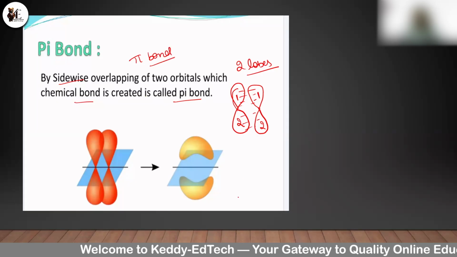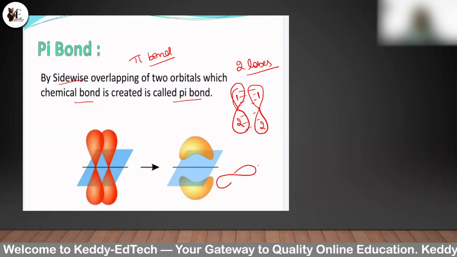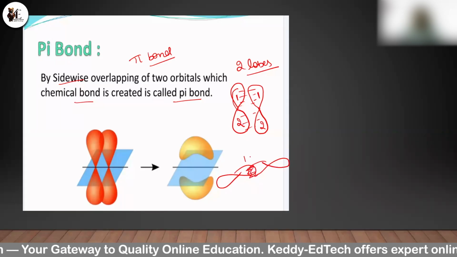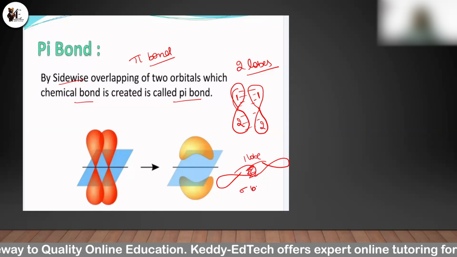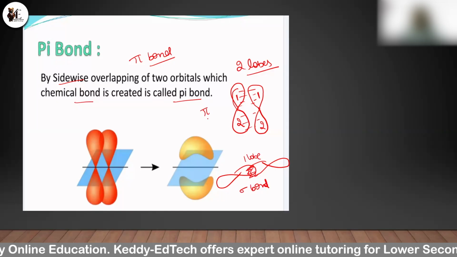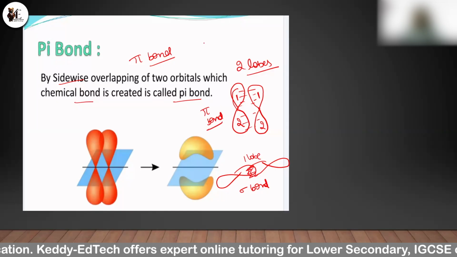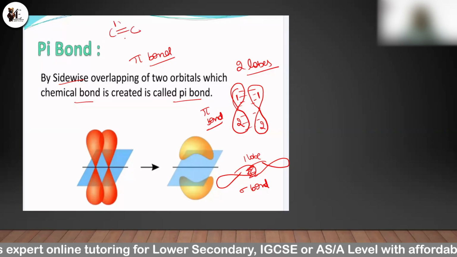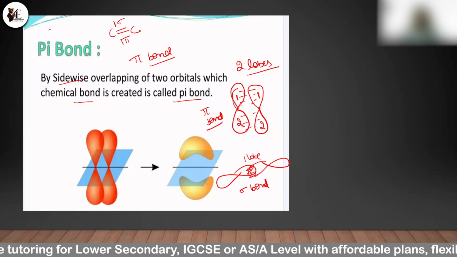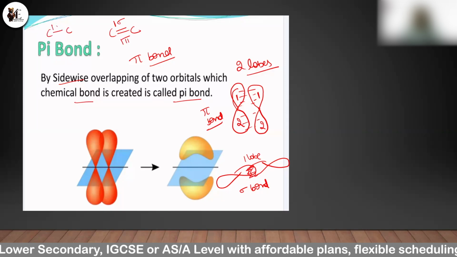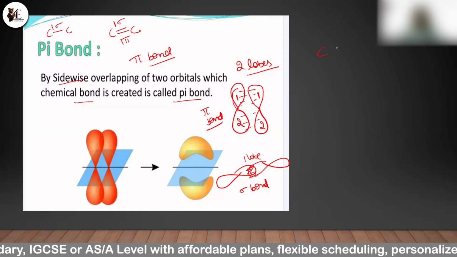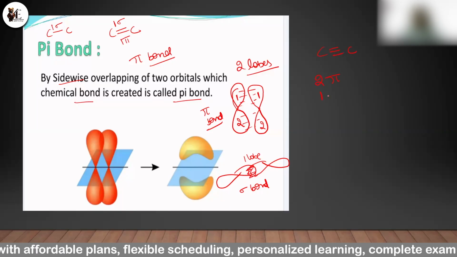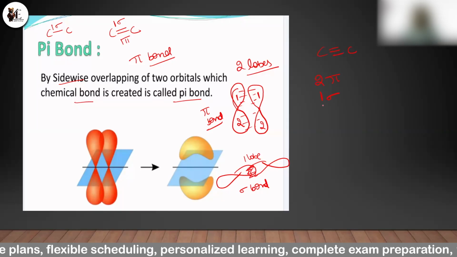And for the sigma bond, I hope the difference is clear. A sigma bond is formed like this by head-to-head overlapping. When only one lobe is interacting, a sigma bond is formed. And when two lobes are interacting, the pi bond is formed. So whenever we have a C double bond C, in this bonding we have one sigma and one pi. If we have a C single bond C, we have one sigma only. If we have a C triple bond C, then in this we have two pi and one sigma. Okay?